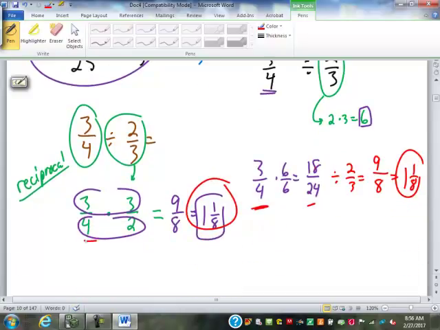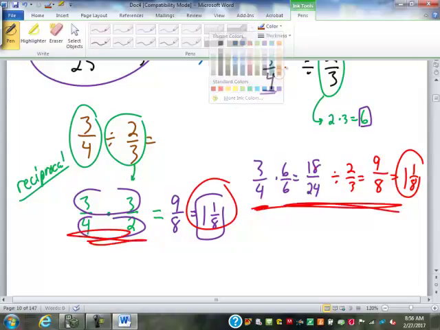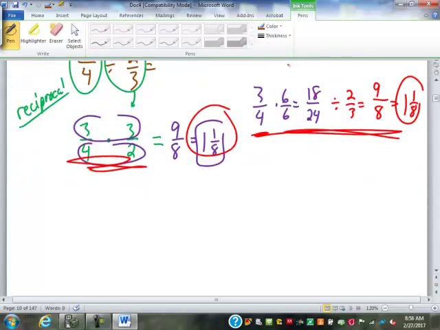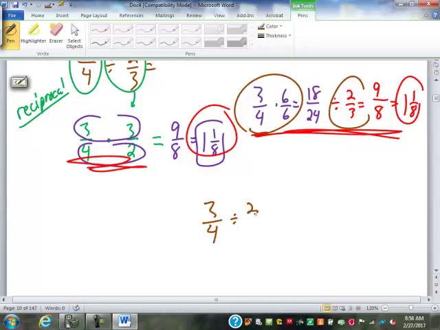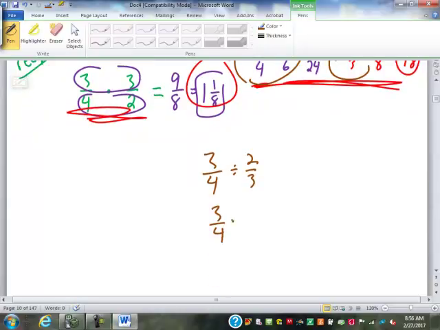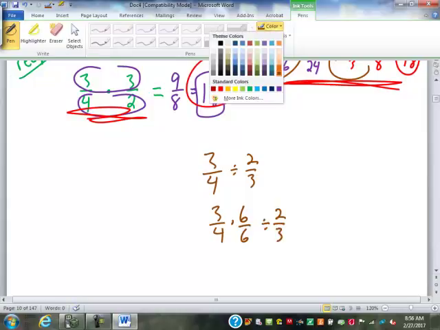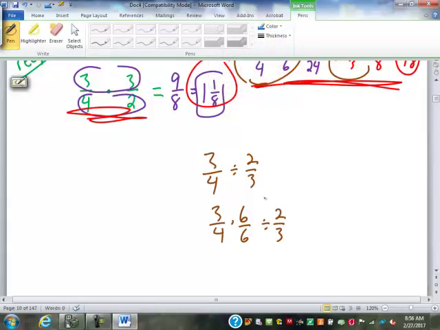How on earth did we get to multiplying by the reciprocal from all this mess over here? Now, it's not as big of a leap as you would think. At some point, someone was looking at this and said, hey, we make this 3/4 divided by 2/3. We do 3/4 times 6/6, and then divide by 2/3. And what happened is they looked at it and said, hey, if I fudge my order of operations a little bit, and I do this part first. If I do 6/6 divided by 2/3.